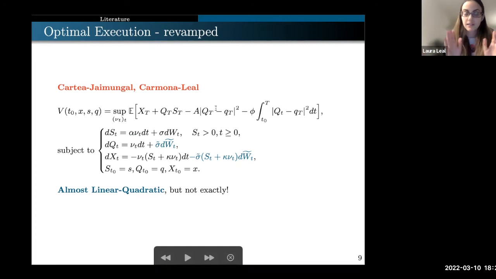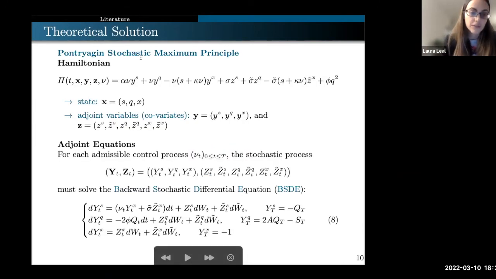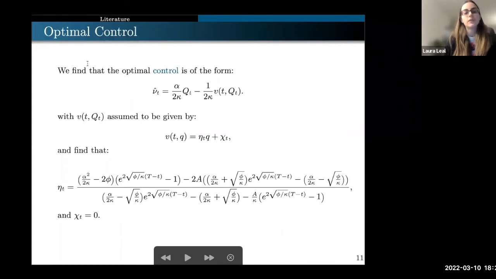Here, what we're doing is taking a toy model and adding what we're arguing should be there. So we're adding the diffusion process in the inventory, and given the self-financing equation, we're also adding a diffusion process for the wealth. Okay, so we have a new setup, which is a progression from the Cartea-Jaimungal setup. And then we're going to solve it. I'm not going to go into details of the theoretical solution, but we use the maximum principle. So we're solving this backward stochastic differential equation and we find the optimal control.